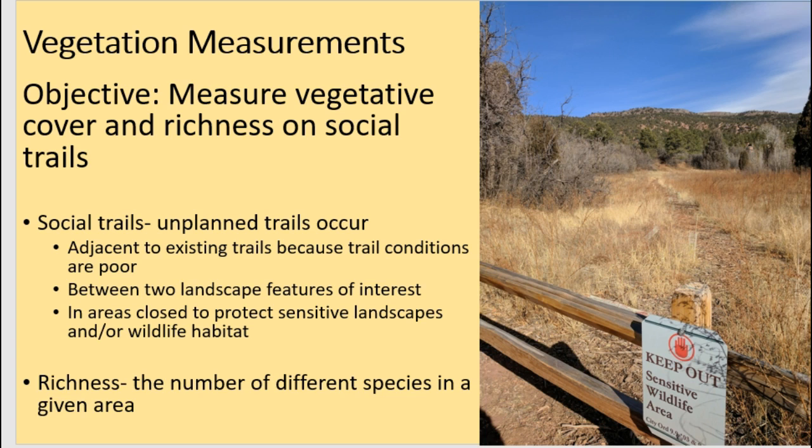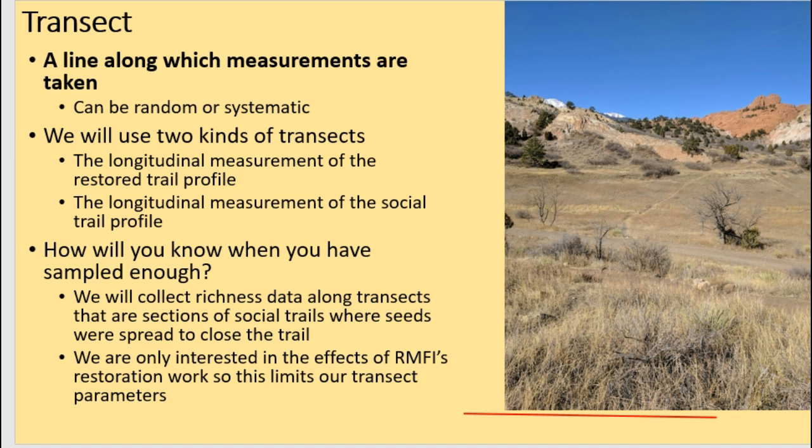Another term we'll use is richness. Richness is the number of different species in a given area. Some knowledge that should already be in our toolbox: a transect is a line along which measurements are taken. Transects can be random or systematic. We will use two kinds of transects. We'll look at the longitudinal measurement of the restored trail profile and the longitudinal measurement of the social trail profiles.